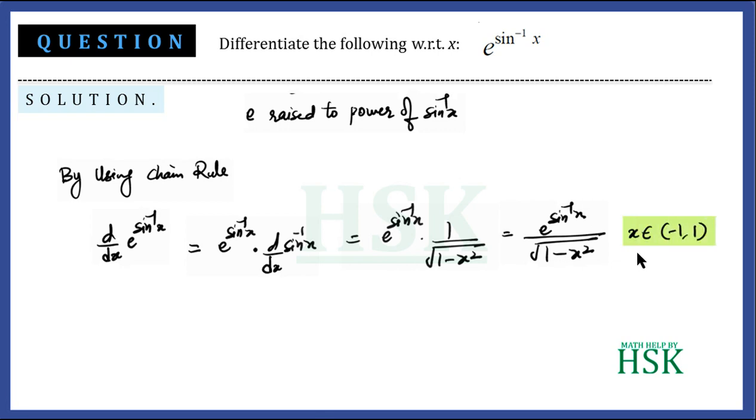And here it should be noted that because we have been given e to the power of sine inverse x, and secondly the value inside the square root is 1 minus x square, x is going to belong to the open interval minus 1 to 1. That is, in this interval this expression, or d by dx of e to the power of sine inverse x, is only valid. Okay, so this is my required answer.